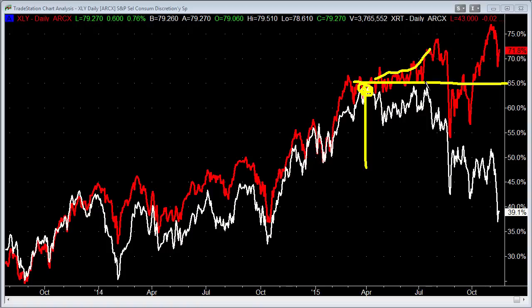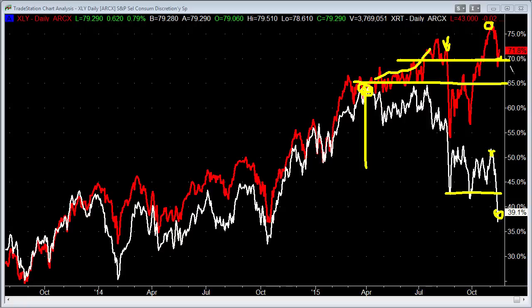Now that in and of itself wouldn't be all that spectacular. And then in August, they both got killed like everything else did. But since August, you can see XLY has come back up to new highs, and at the same time, XRT is nowhere near its highs. On this recent pullback of the last couple days, a couple weeks, XRT is actually well below its August crash lows, whereas XLY has just come back into a relatively reasonable area to expect it to pull back into.